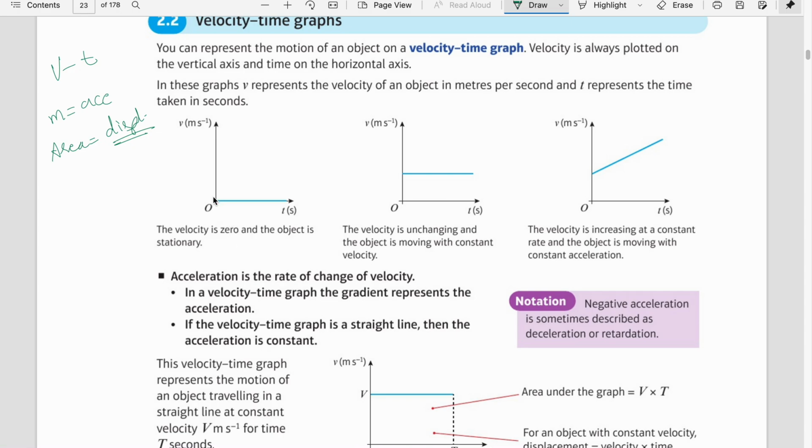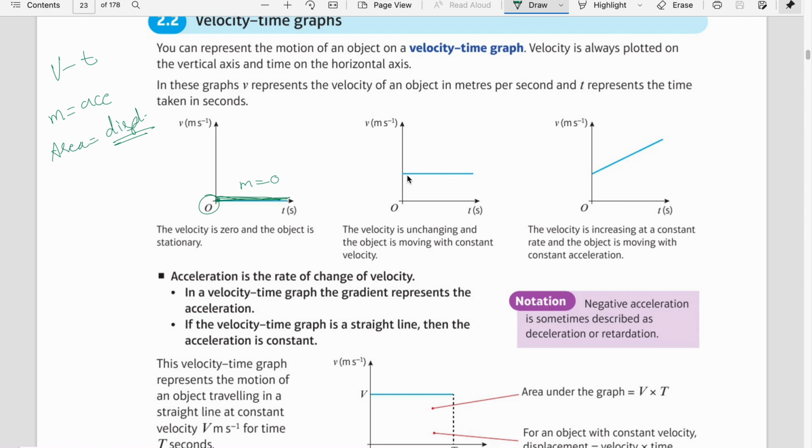Looking at the first graph, this is a horizontal line, so its gradient is 0. I can also read from the vertical axis that the speed is 0, so the object is at rest, and the area under this straight line is nothing. That means no distance is covered.